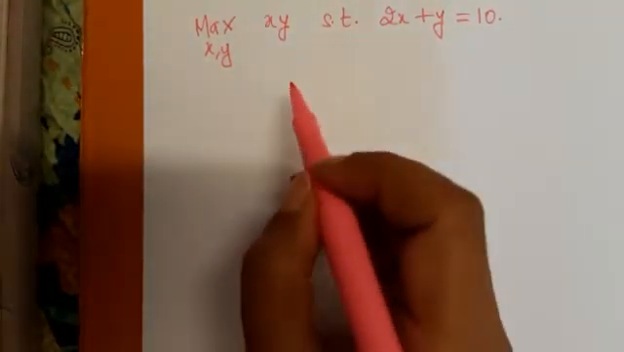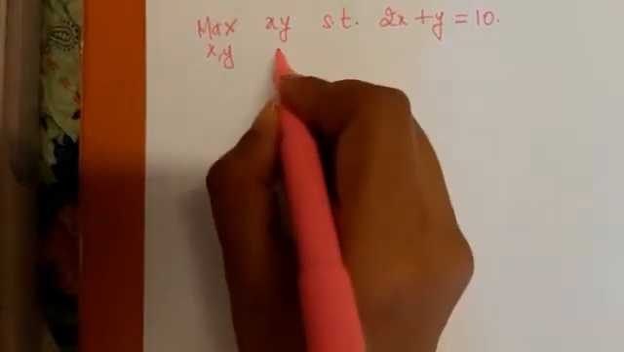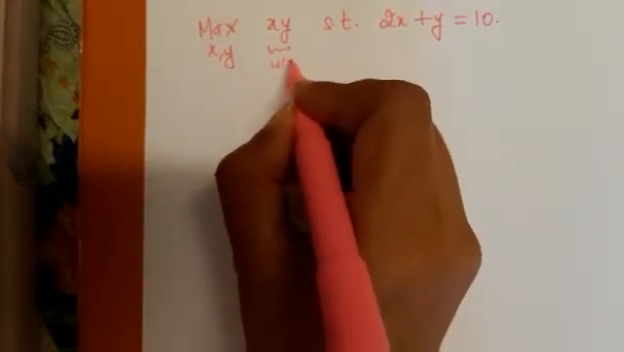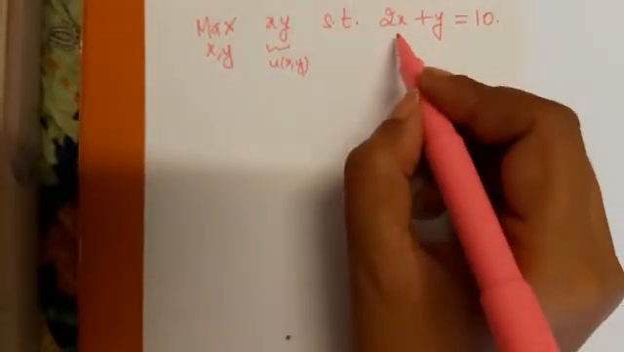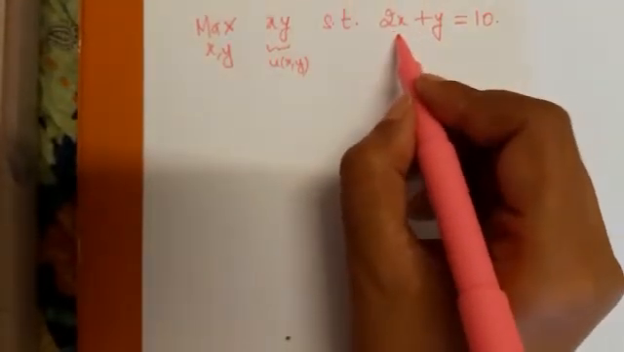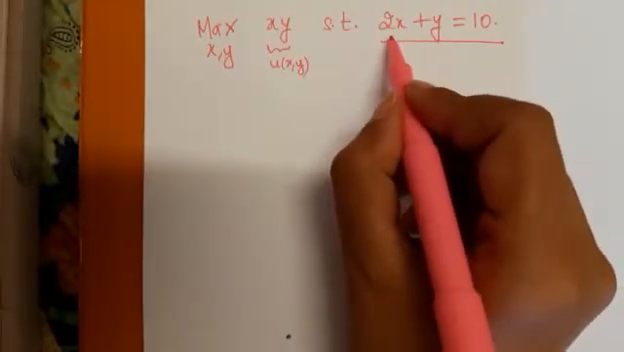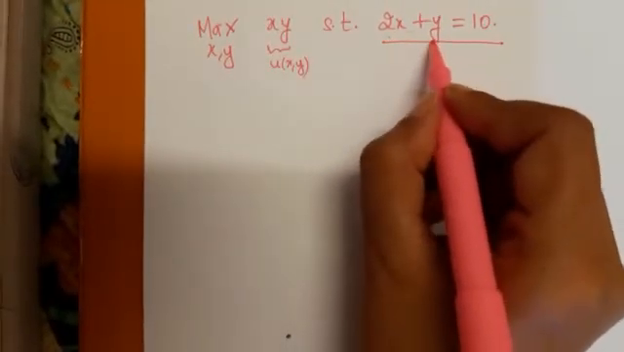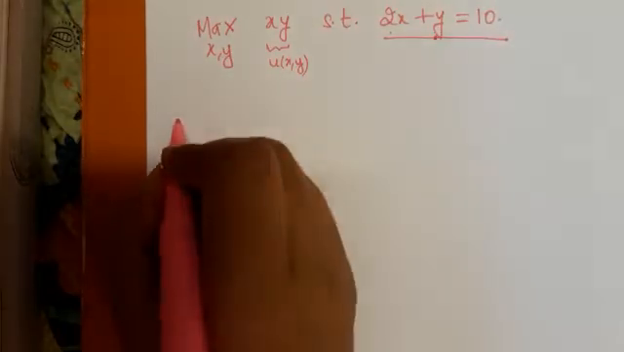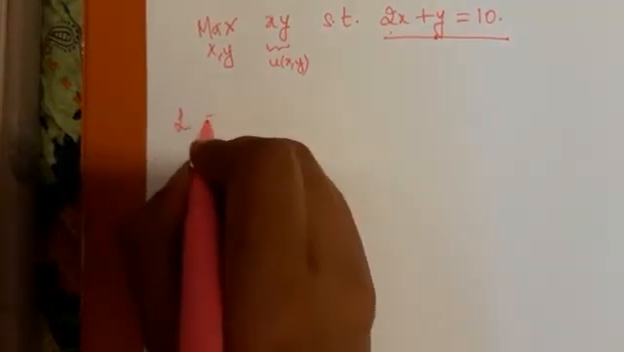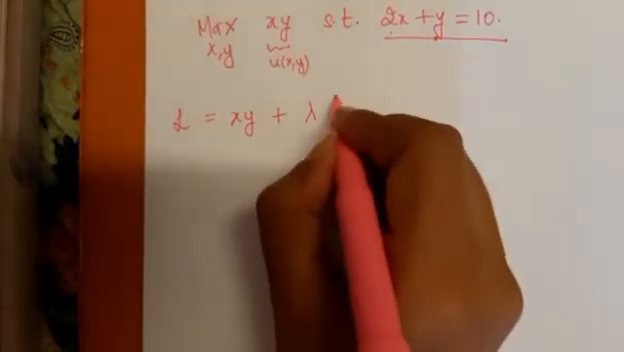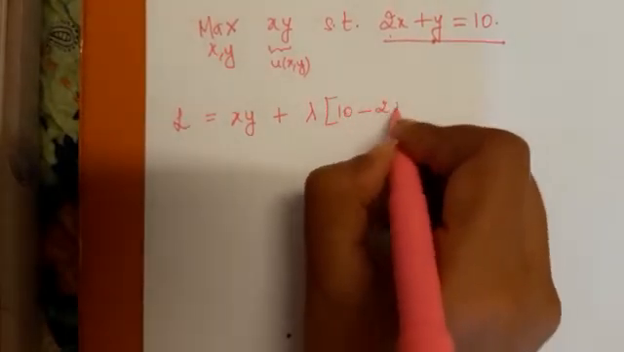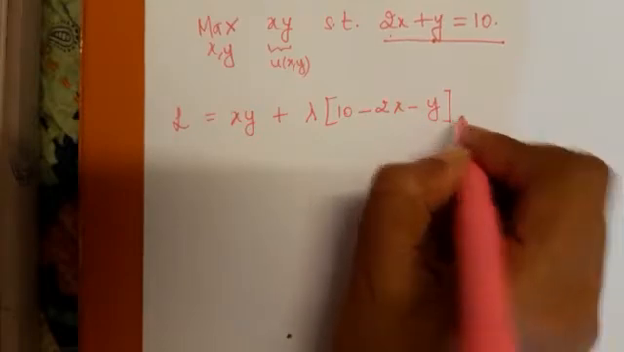So this is like your utility maximization problem only, where this is your utility function u of x comma y. It is a function of goods x and y. The price of x here, this is like your budget constraint, where the price of x is 2 and the price of y is 1. So let us set up the Lagrangian. The Lagrangian here is x times y plus lambda times 10 minus 2x minus y.